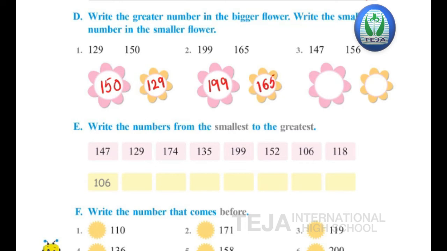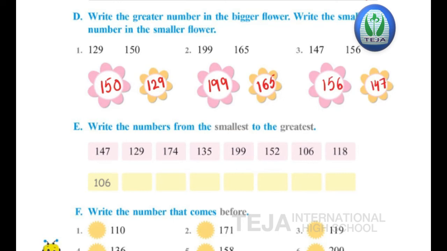147 and 156. The first number is 147 and the second number is 156. So which is bigger here? 156 is bigger, so we'll write it in the big flower. And 147 is the smaller one, so we'll write it in the smaller flower. Okay, children?